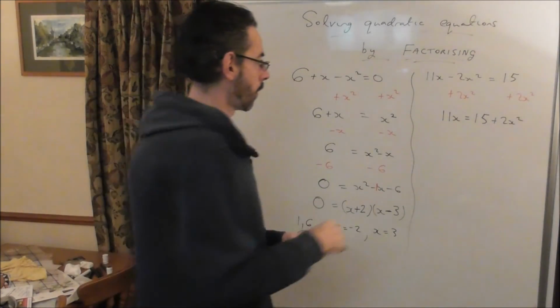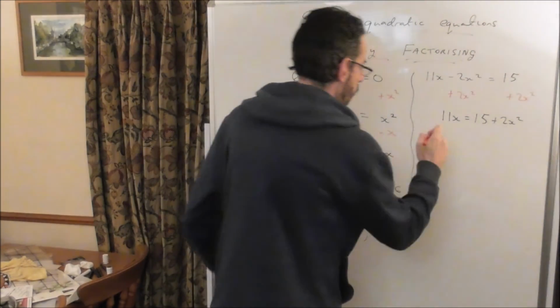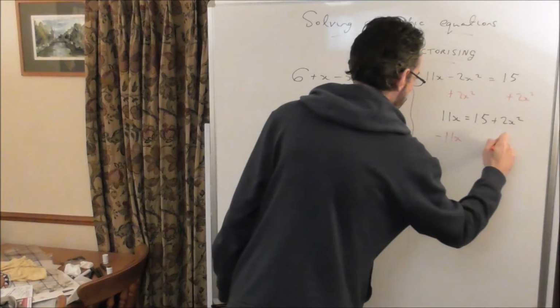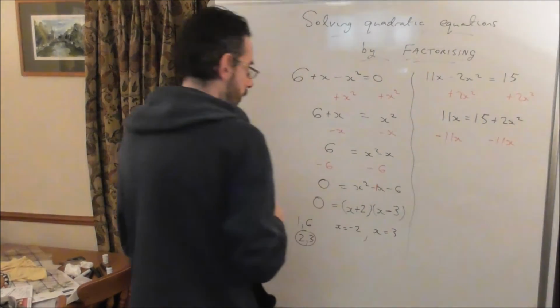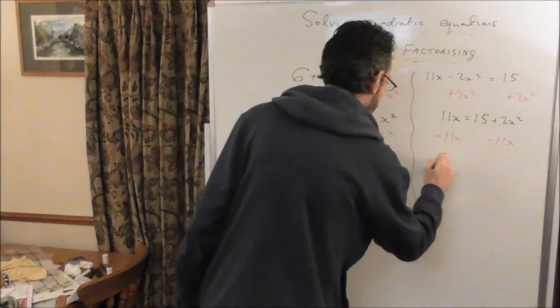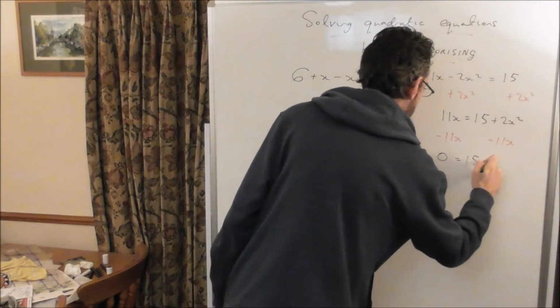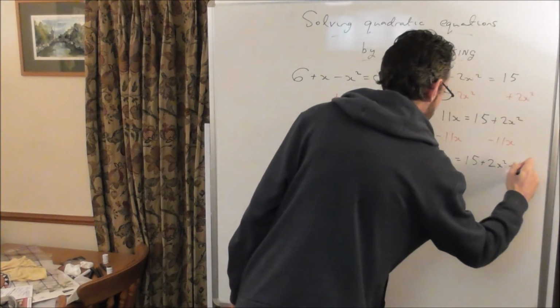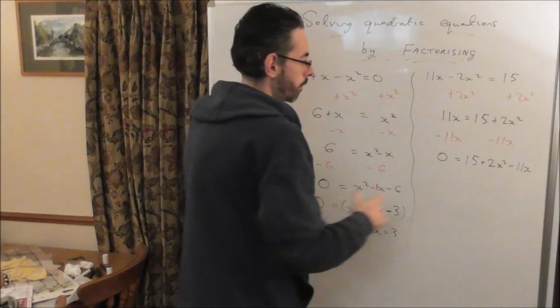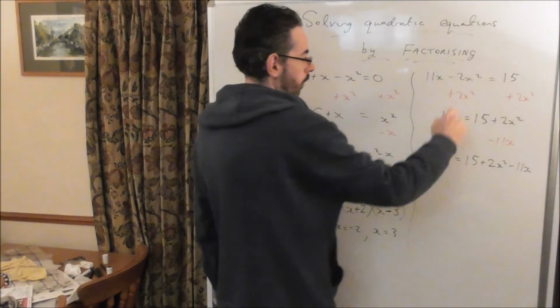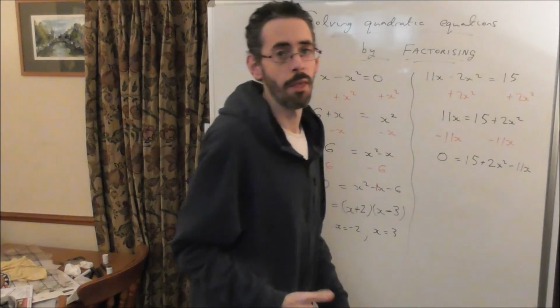Right, so to get 0 on this side now, just take away 11x from both sides. Take away 11x, take away 11x. So you've got 0 on the left-hand side, and 15 plus 2x squared minus 11x. Notice we've got 2x squared rather than minus 2x squared, so this should be much easier to factorise now.